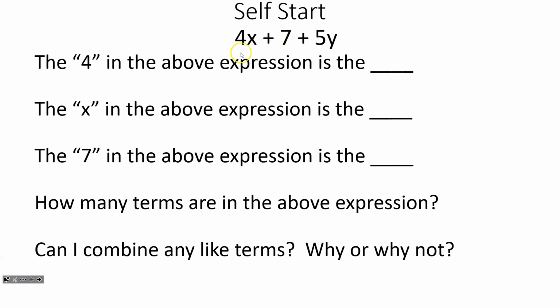So self-start today, we're given the expression 4x plus 7 plus 5y. And the first thing that we need to do is identify what the 4 represents. So the 4 is right here. It comes right before a variable, and we call that a coefficient.